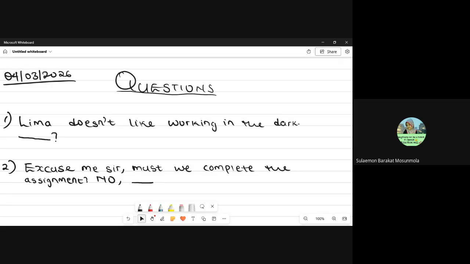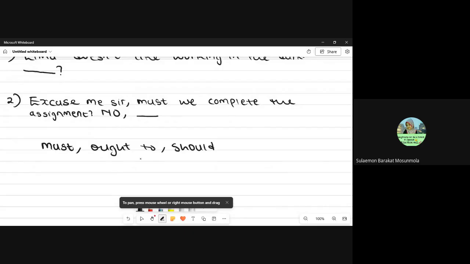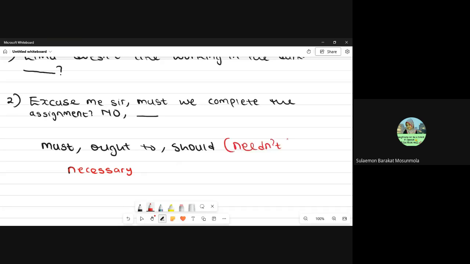When you have must, ought to, and should, when the three words mean necessary, then what you should have there should be need not or need, as the case may be.